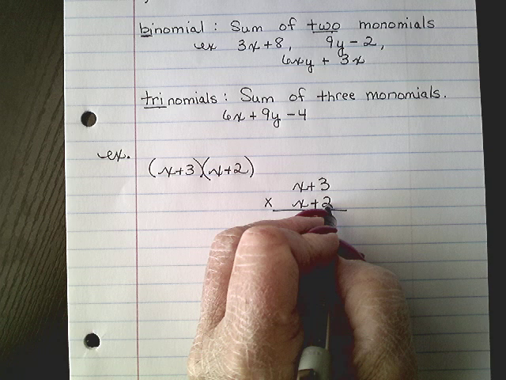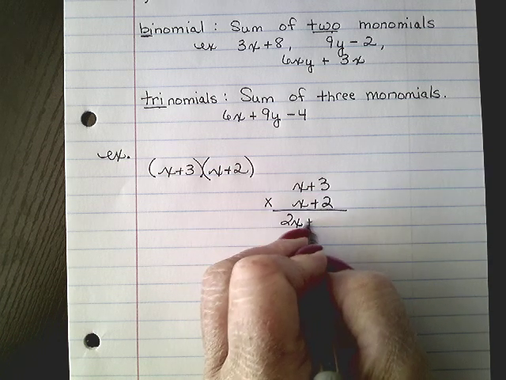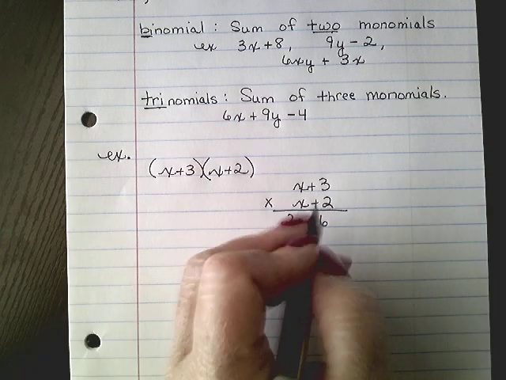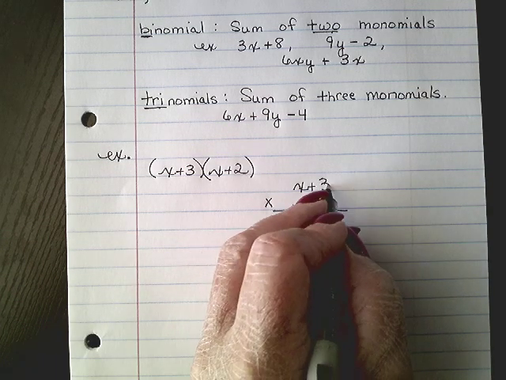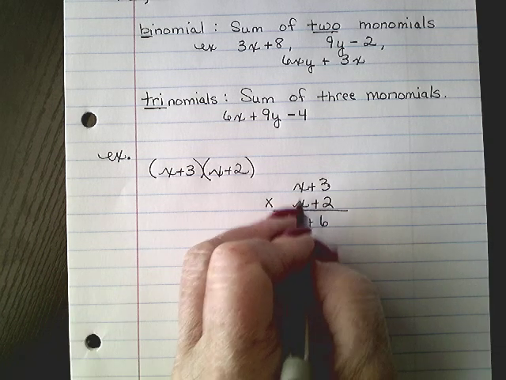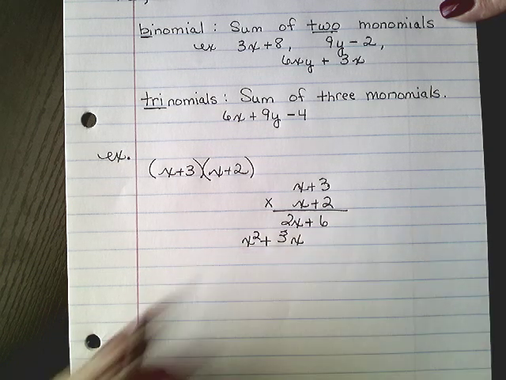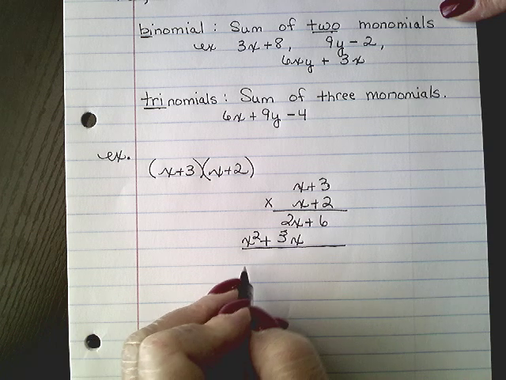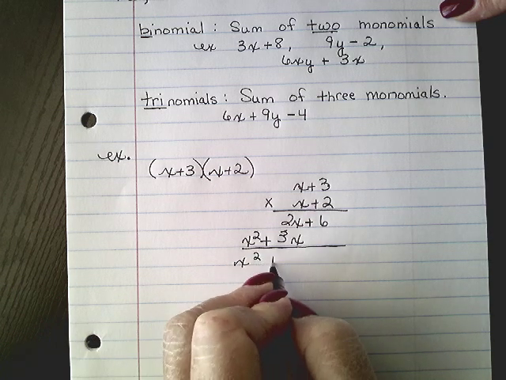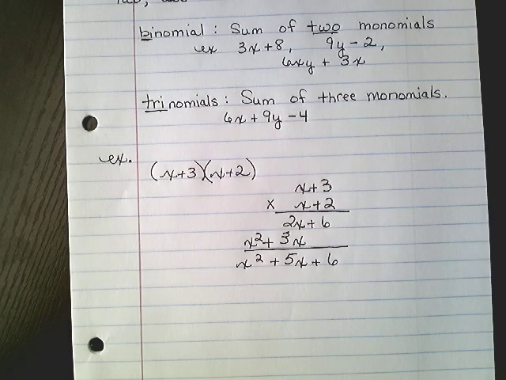Okay, so I would say 2 times x would be 2x. 2 times 3 is 6. Go the other way, x times 3 would be 3x. I'm going to line up my like terms, and x times x is equal to x squared. Then you can add them all together, and we would have x squared plus 5x plus 6. Okay, so you can do it vertically if you choose.